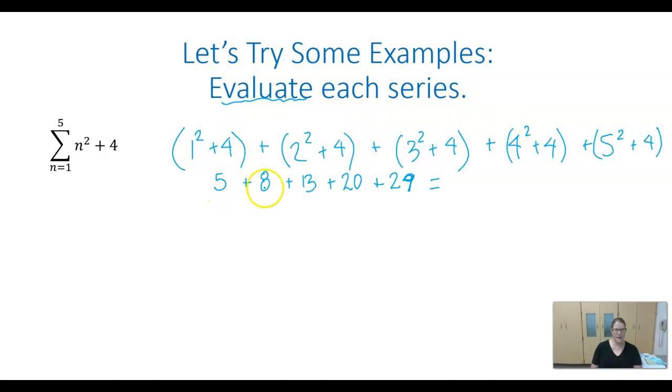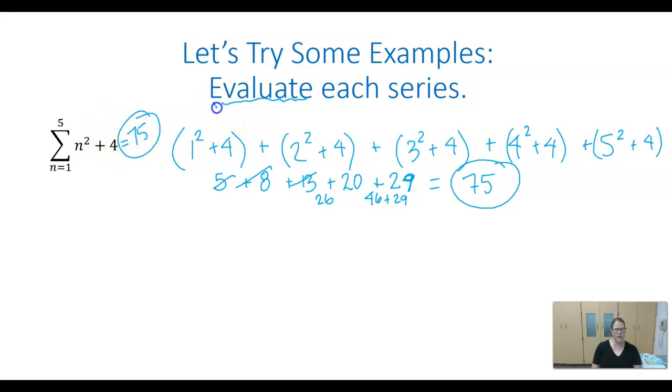So 5 and 8 gives me 13, and 13 plus 13 is 26. So let's write that down. These three added together is 26. Then we have 46 plus 29 to finish that off. So 40, 50, 60, 75. So if we evaluate this series, we get 75. So this is equal to 75.